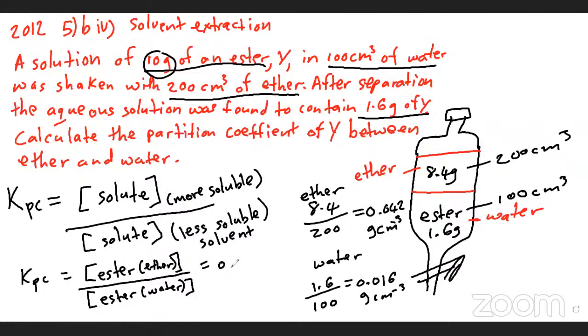Sir, if it's in grams per centimeter cube or dm cube, just stick to one particular unit. Okay, sir. Yeah. We'll get 2.6.